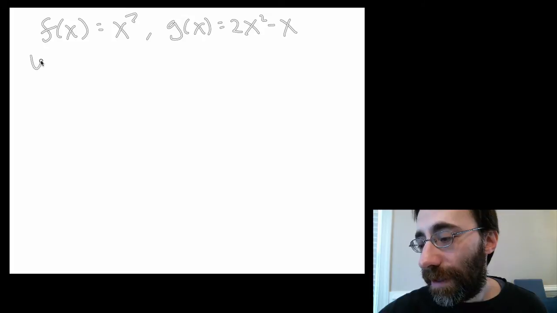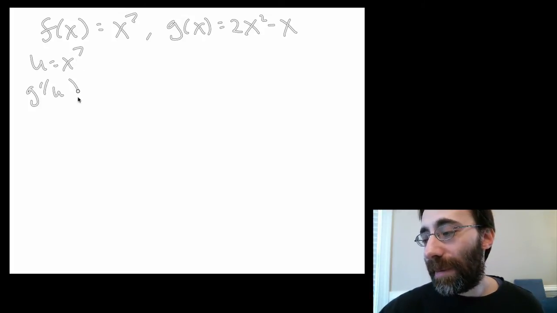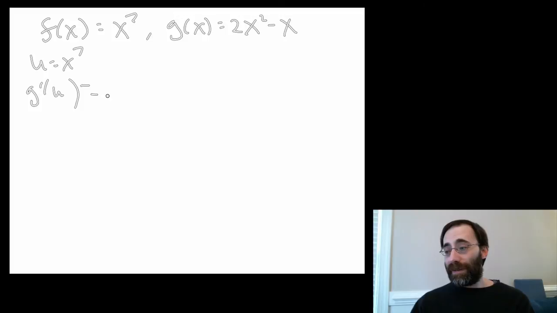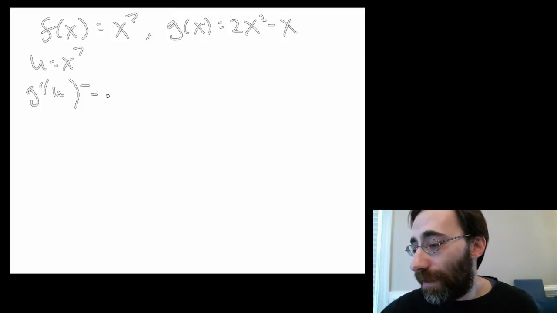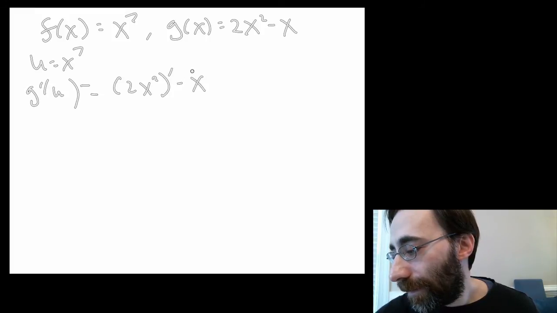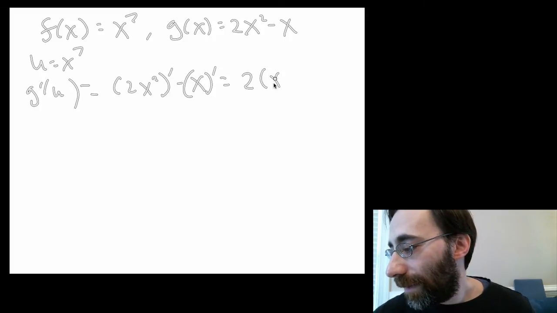So first, u equals x to the 7th. Second, g prime of u equals the derivative of 2x squared minus x. Remember, the derivative is a linear operator. That's just a polynomial. So what we'll do is first separate the pieces, then pull out the constant.